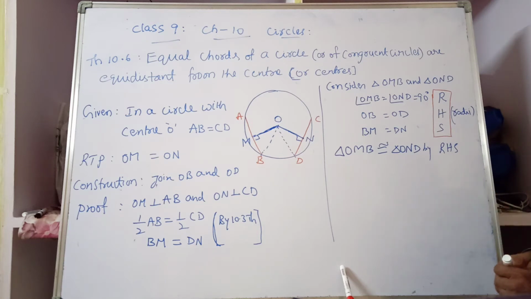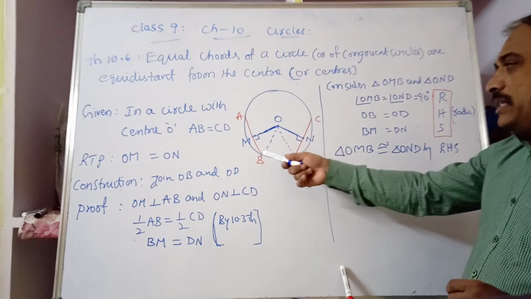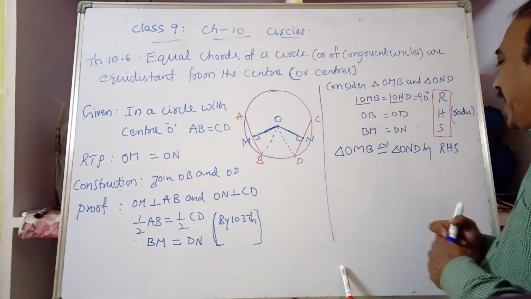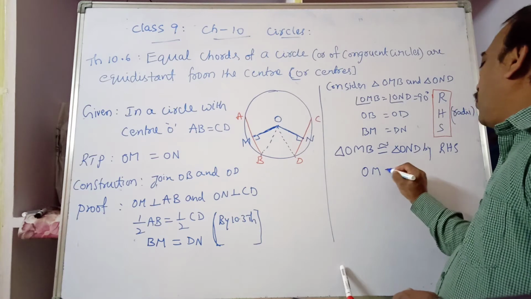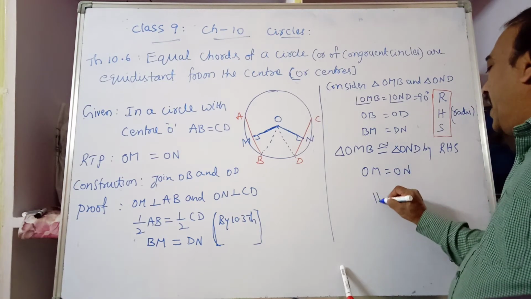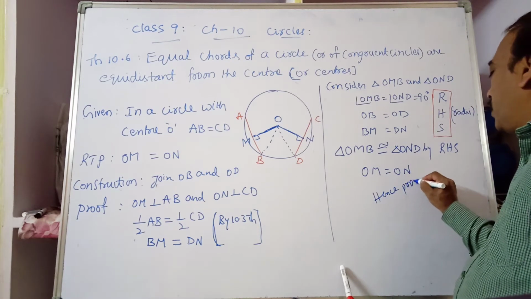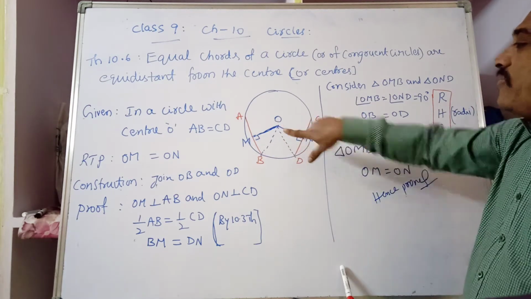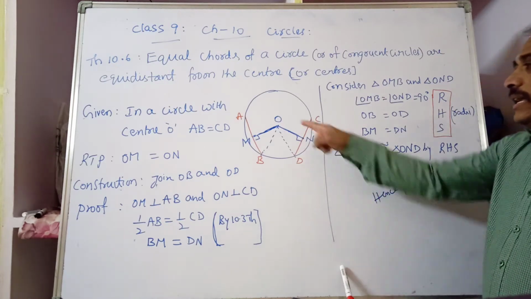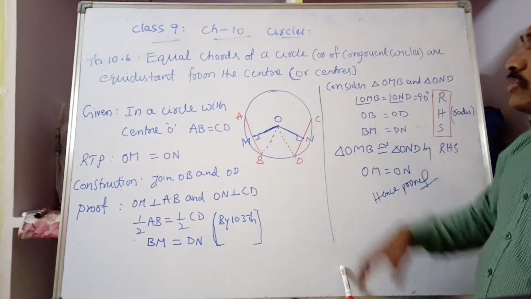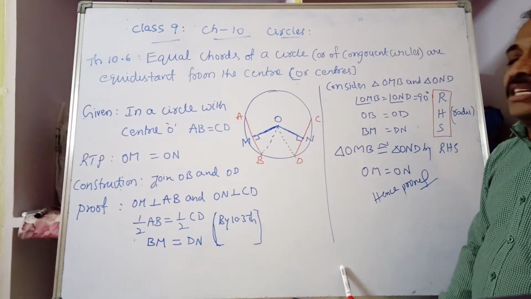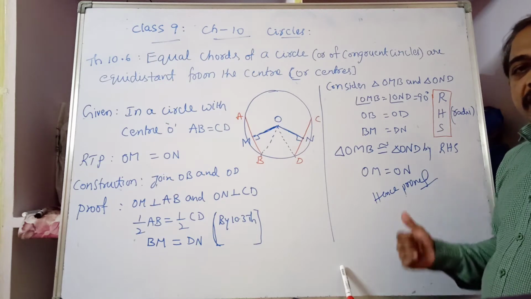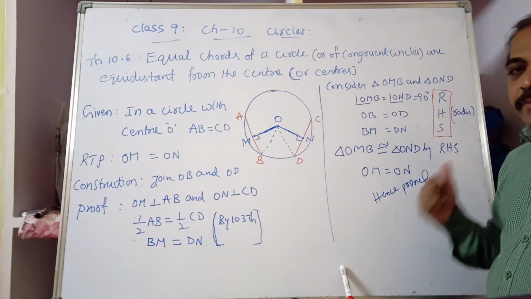What are the corresponding parts over here? What we have to prove: OM is equal to ON. So OM is equal to ON. Hence proved. Equal chords lie at equal distance from the center. Equal chords AB is equal to CD, they both are lying at equal distance from the center. O is the center of the circle. Is it clear, students? I hope you understood. Right.